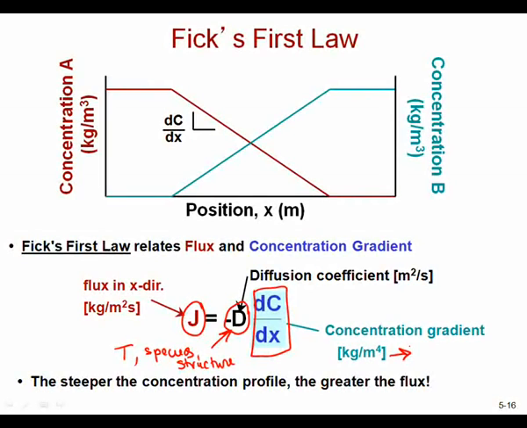So the steeper that concentration profile is, the greater the flux. So if we have just a little concentration difference, we're not going to have as many atoms moving over per unit time. If we've got a big concentration gradient, we're going to have a lot more atoms moving over. And how steep that line is speaks to how much diffusion wants to happen. Does that make sense? So that's Fick's first law.